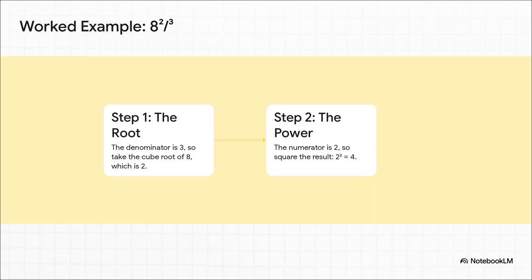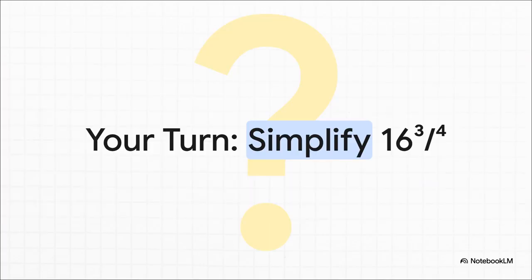Now we apply the power from the top. The numerator is 2, so we square our result. 2 squared is 4. And that's it. That's the whole process. Root, then power. Okay, you know the drill.